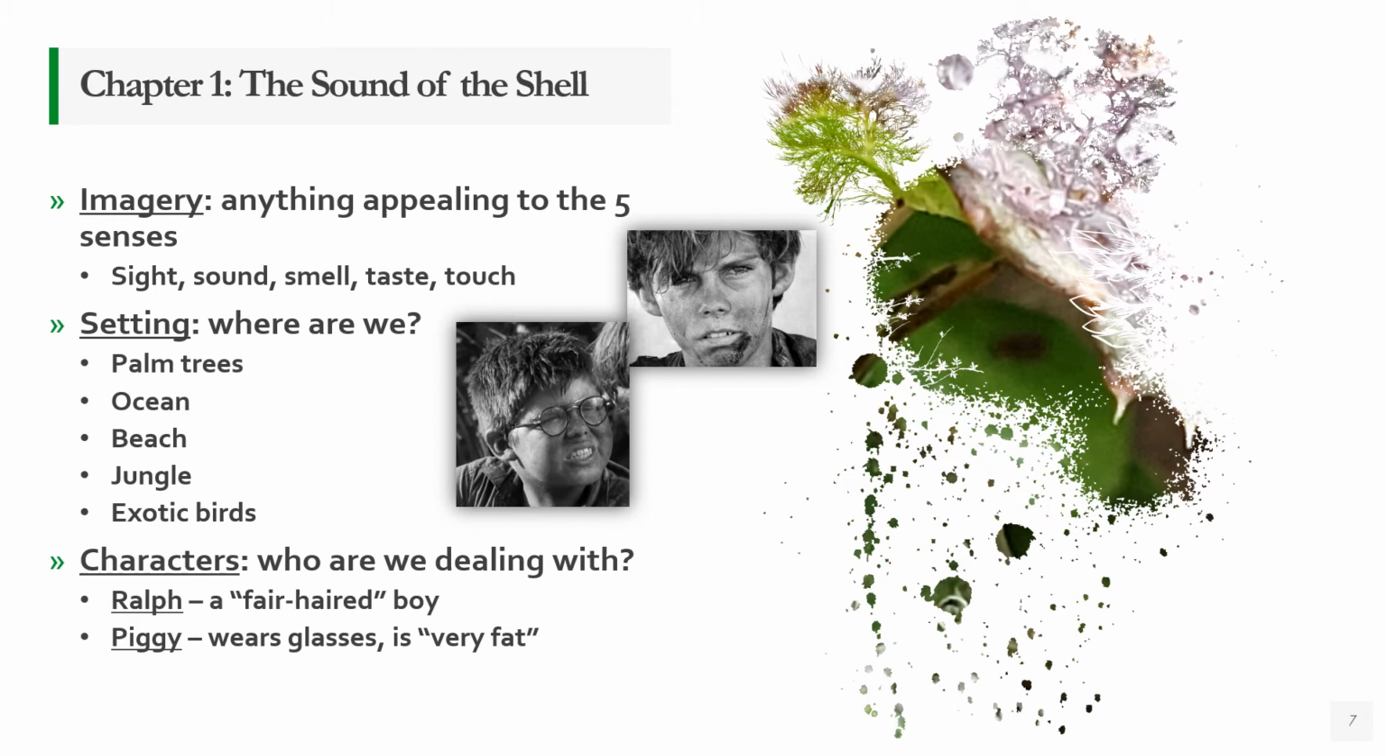But after he does this, soon they start to realize that more boys are appearing. Okay? Boys are climbing out from under the palm leaves. Some of them are coming out of the jungle. Some of them are walking up the beach. And pretty soon they realize they have a small collective of boys that have gathered together on the beach.